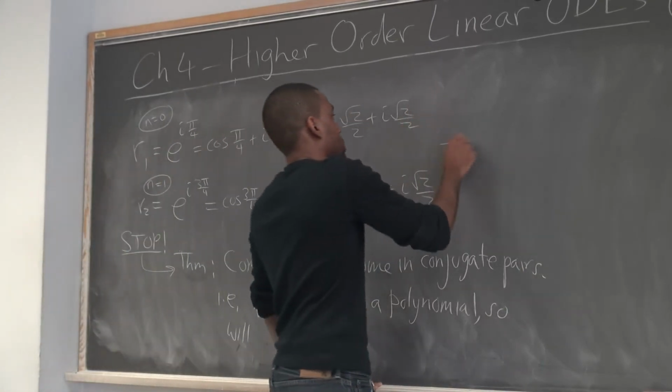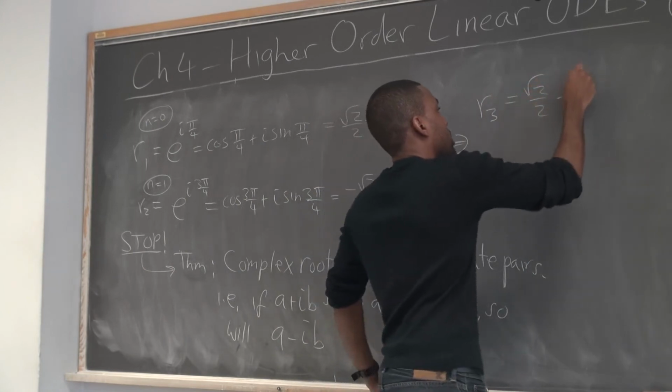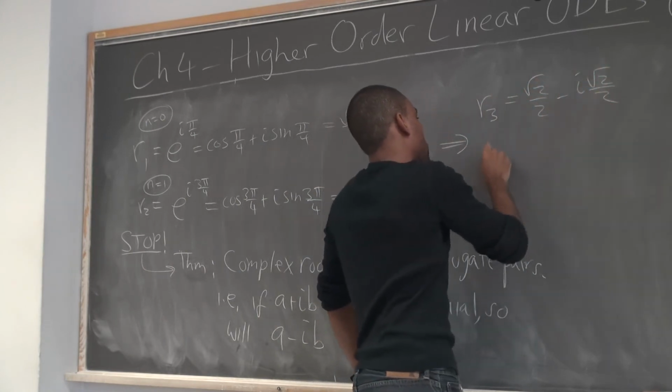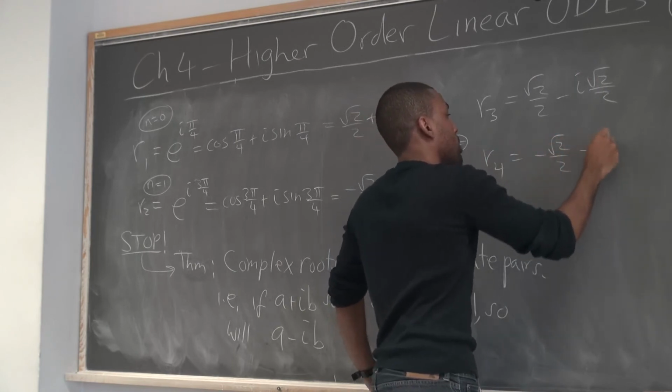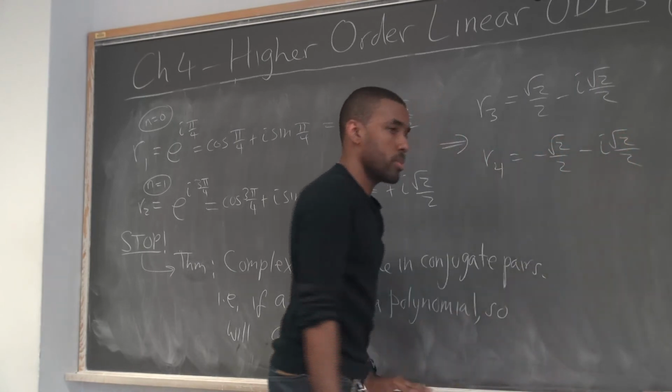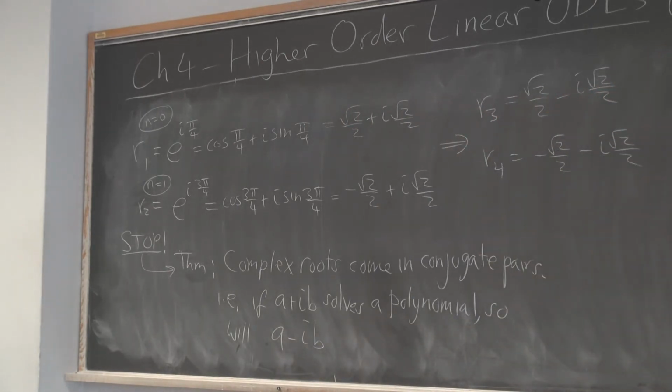Right? So my r3 is going to be radical 2 over 2 minus i radical 2 over 2, and my r4 is going to be minus radical 2 over 2 minus i radical 2 over 2. I can just stop there, because I know complex roots have to come in pairs. Right? So once I find one, I know another one right off the bat. This can cut down the work that you have to do in a lot of cases.